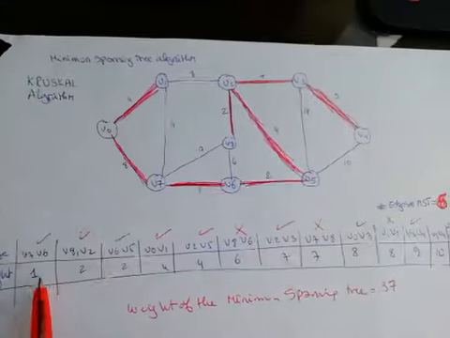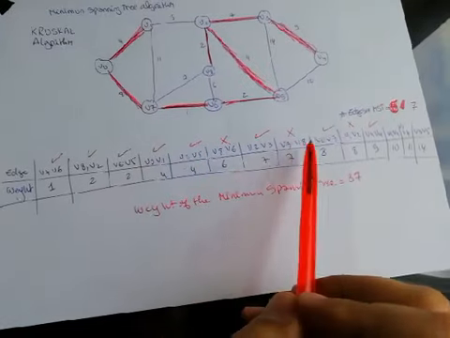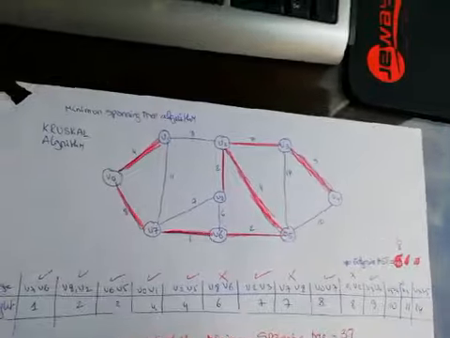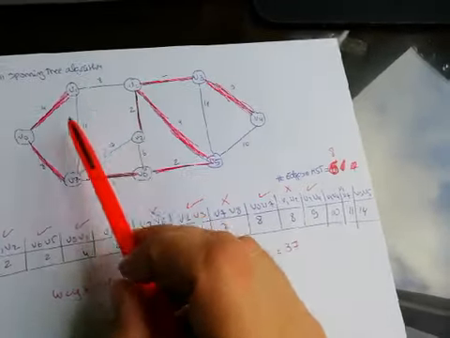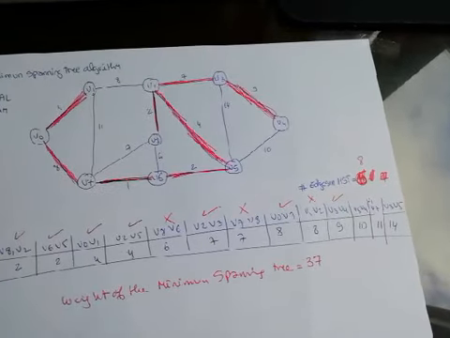Now if you want to consider this, we have 1, 2, 3, 4, 5, 6, 7, and 8. So the number of edges in here is 8. And this is correct because we have 8 cities, or 8 stores or shops, as you could see here in this Kruskal's algorithm.